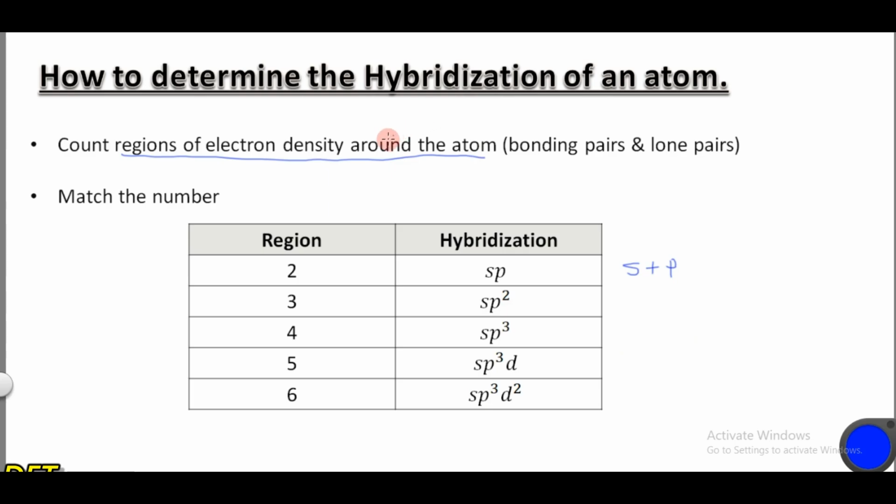So to determine the hybridization of an atom, what we do is to count the regions of electron density around the atom, right? And that involves the bonding pairs and the lone pairs. If the region of electron density is 2, that will be sp hybridization. If it is 3, that will be sp2 hybridization. If it is 4, that will be sp3 hybridization. If it is 5, that will be sp3d hybridization. And if it is 6, that will be sp3d2 hybridization, right?